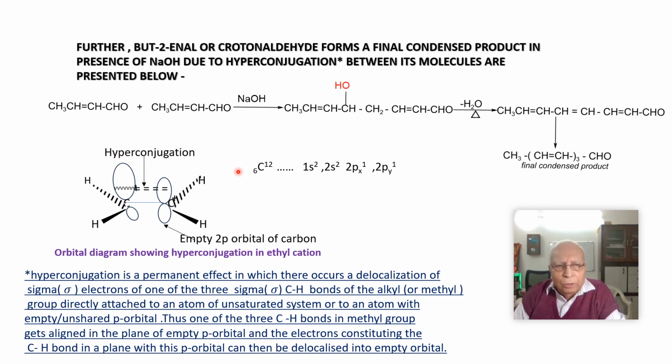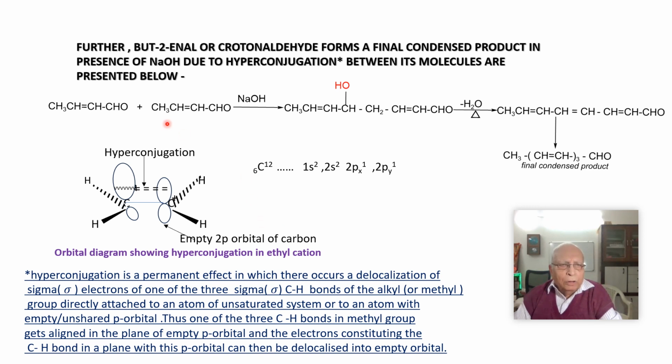Before getting into details about hyperconjugation, we have to recall the electronic configuration of carbon. We know that in the ground state, the electronic configuration of carbon is 1s2, 2s2, 2px1, 2py1. This doesn't represent a tetravalent carbon atom. During the course of a reaction, carbon is in the excited state, and this turns to 1s2, 2s1, 2px1, 2py1, and 2pz1. In the excited state, carbon is tetravalent.